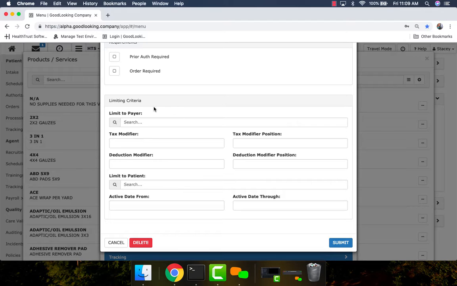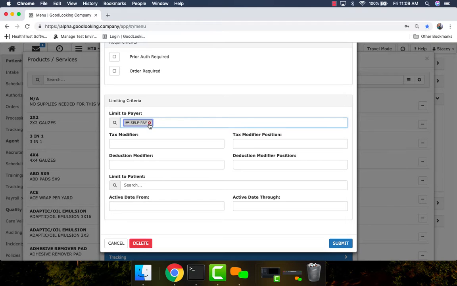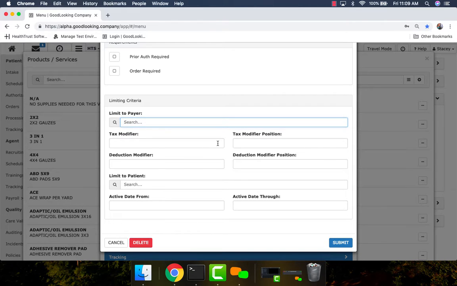And then to limit the service price to a payer, just choose that payer from the list. And you have a few other options as well. For instance, if you wanted to set up patient-specific pricing, instead of limiting to a payer, you can limit to a patient. And then you can also control when this fee schedule is active. So if a fee schedule is updated, you can always set the active date at the end of the year, at the end of your contract term, and add in the new rate, and the system will automatically take into account your active date ranges.